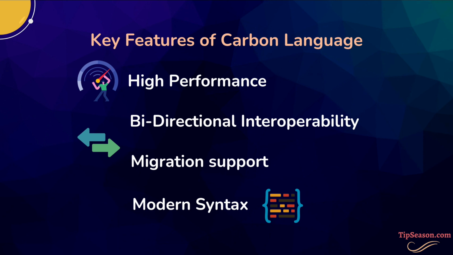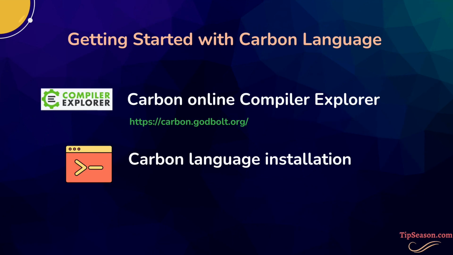So with this background, let's set up Carbon language on our systems and walk through some examples that you can use to understand Carbon language in more detail. In order to get started with Carbon language, there are two options. The first is the Carbon language online compiler explorer. Compiler explorer is the fastest way to get started with Carbon language. It's an online tool where you can write the code and compile the entire program online. You don't need to install any separate dependencies in your local system. That's the fastest way to get a feel of Carbon language.